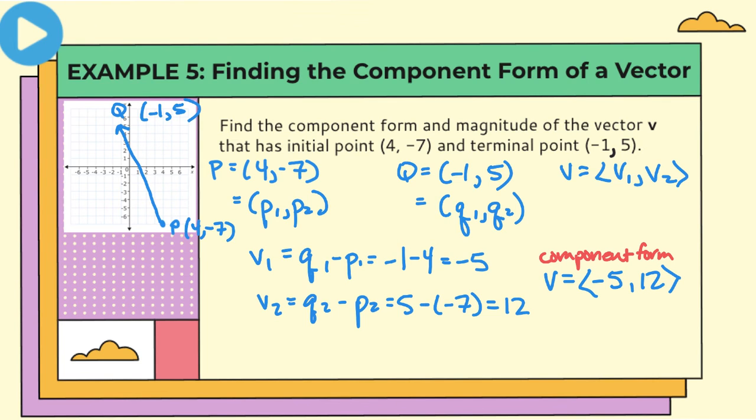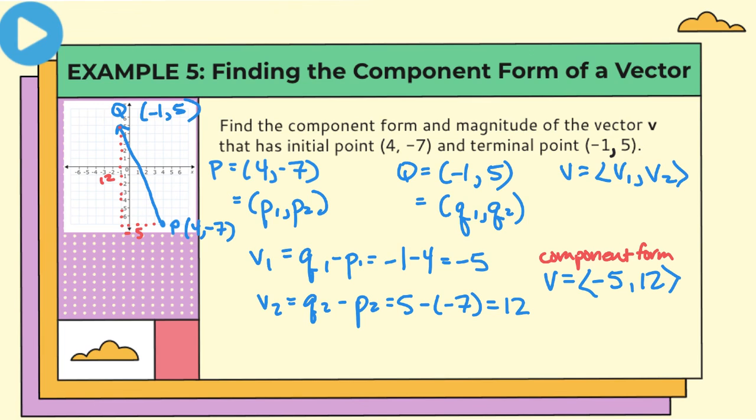And we can confirm that in our picture here. -5, 1, 2, 3, 4, 5, and +12. 1, 2, 3, 4, 5, 6, 7, 8, 9, 10, 11, 12.